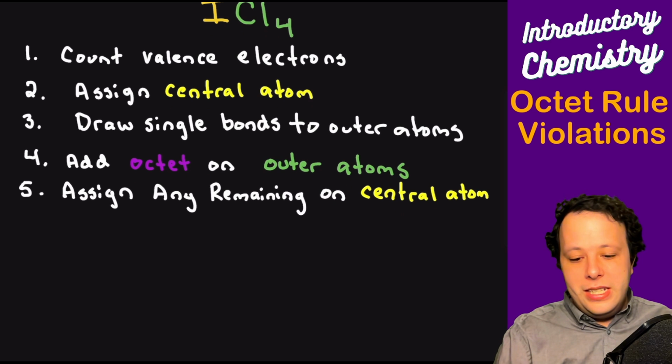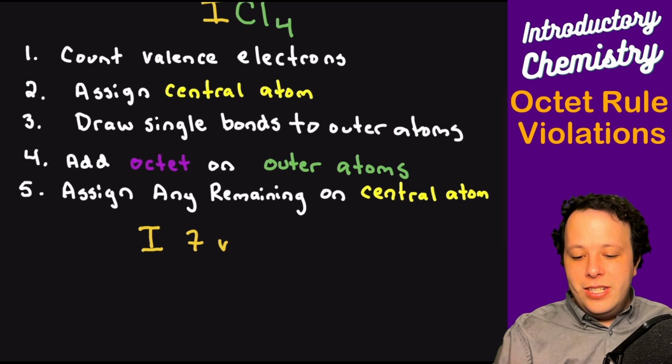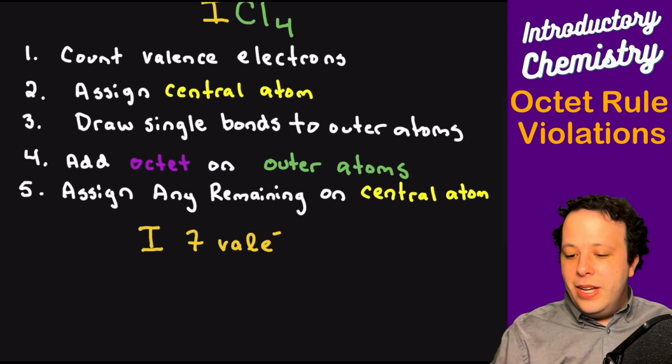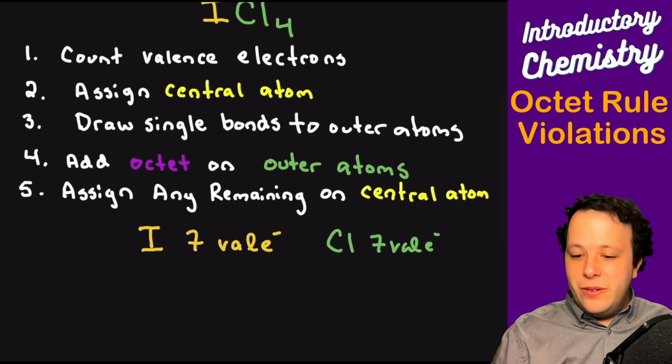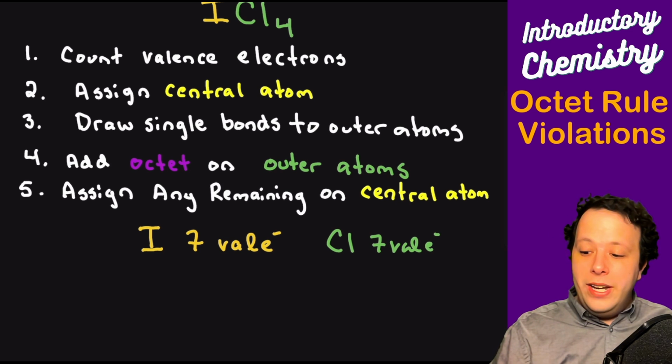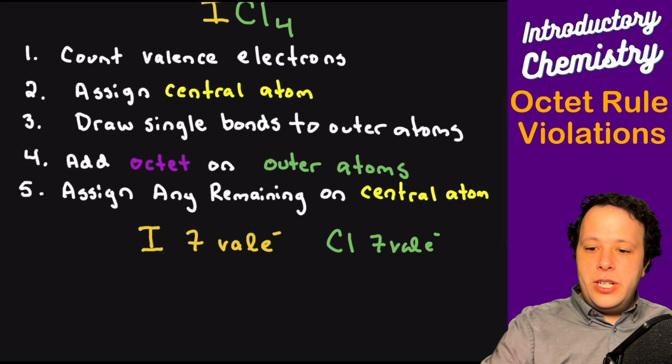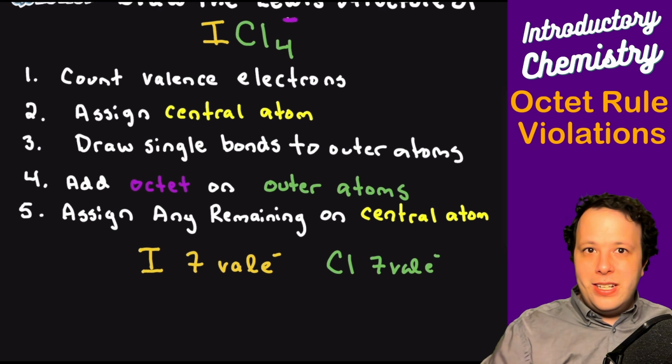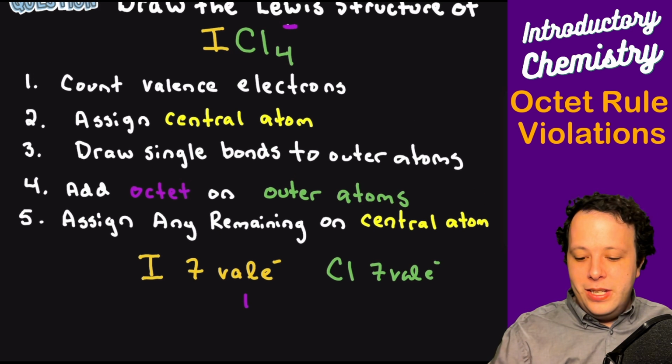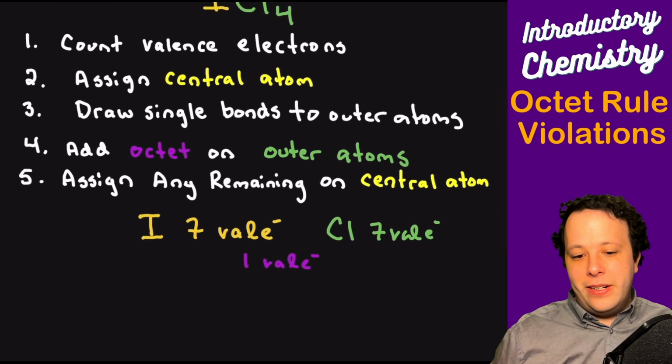So first thing is write down those valence electrons so we can keep track. We should have 7 valence electrons for iodine at the minimum. And then for chlorine, we should have 7 valence electrons for each of those. Now we have 1 extra electron, the negative charge that's up at the very top. So we'll just put 1 valence electron. We'll put that in purple just so we don't forget about it.